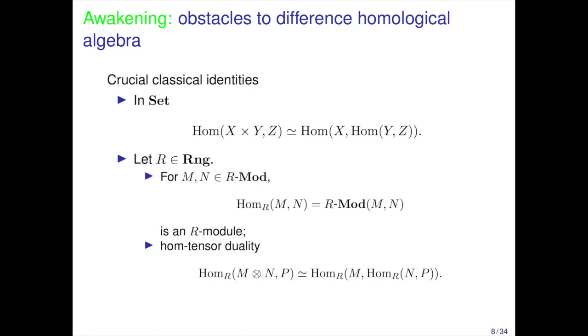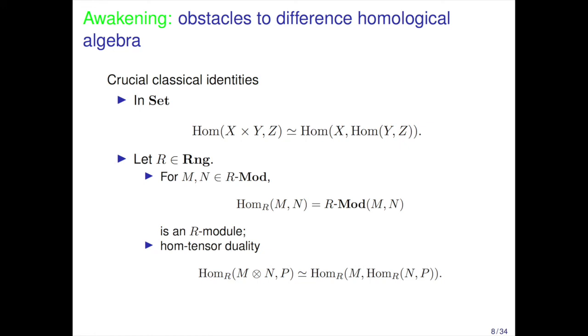And I chose two examples here. So in sets, you have this currying isomorphism, which mathematicians are not really excited about. It's just clear. But computer scientists are crazy about this. They have this Curry-Howard correspondence. Anyway, so then if you take a normal ring, then the Hom set of modules is also a module for the same ring, and you have the familiar Hom tensor duality. So this makes sense because this is also an R module.